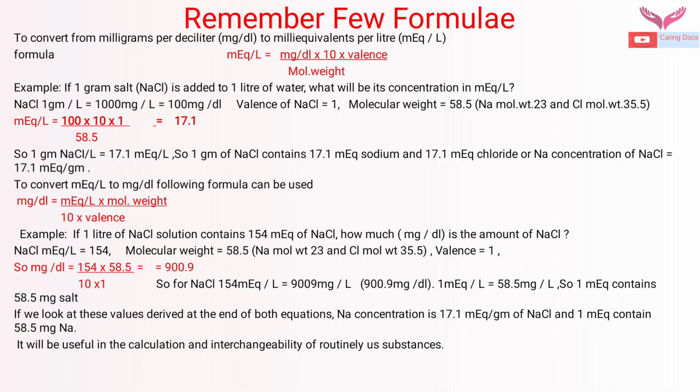So 1 milliequivalent per liter is equal to 58.5 milligram per liter, or 1 milliequivalent contains 58.5 milligram of the salt. If we look at these values derived at the end of both these equations, the sodium concentration is 17.1 milliequivalent per gram of sodium chloride, and 1 milliequivalent contains 58.5 milligram of sodium chloride. It looks a little bit tough. Just remember, when you practice it, it will be easy for you to remember.